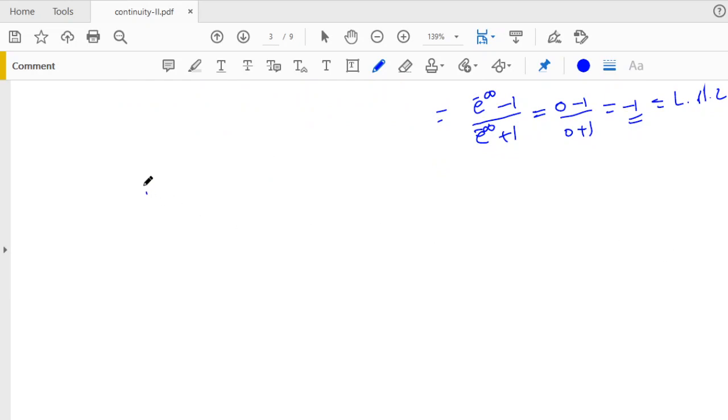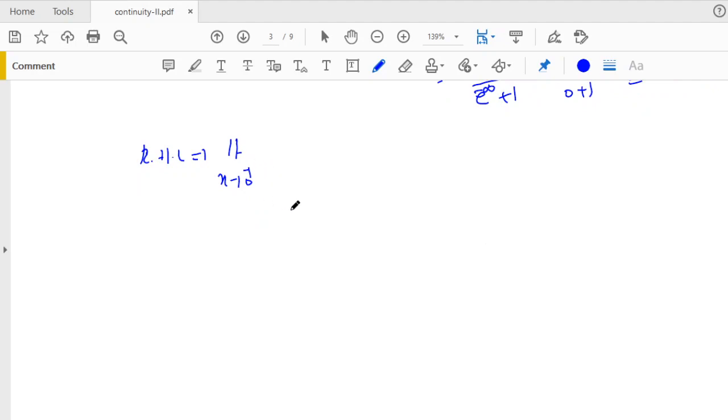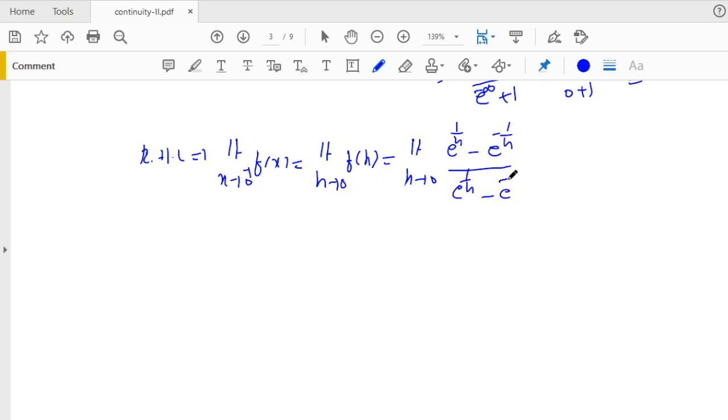What is the right hand limit? The right hand limit equals the limit as x goes to 0 plus of f of x, which is the limit as h goes to 0 of f of 0 plus h, nothing but f of h, equal to the limit as h goes to 0 of e power 1 by h minus e power minus 1 by h, all divided by e power 1 by h minus e power minus 1 by h. Take e power 1 by h common.